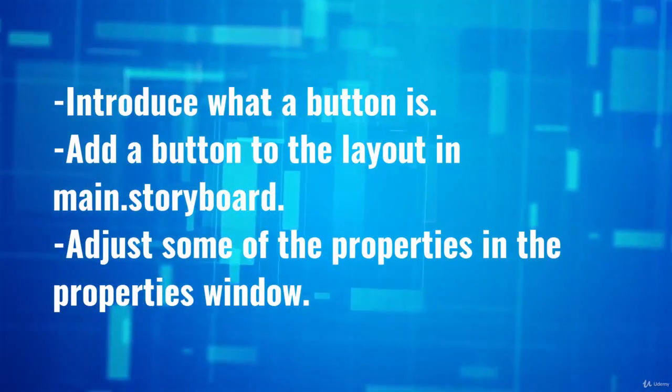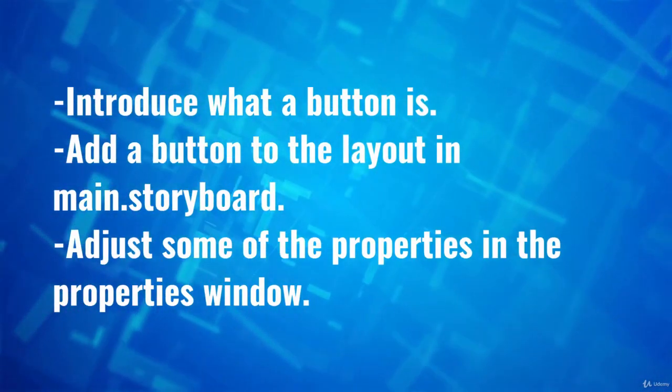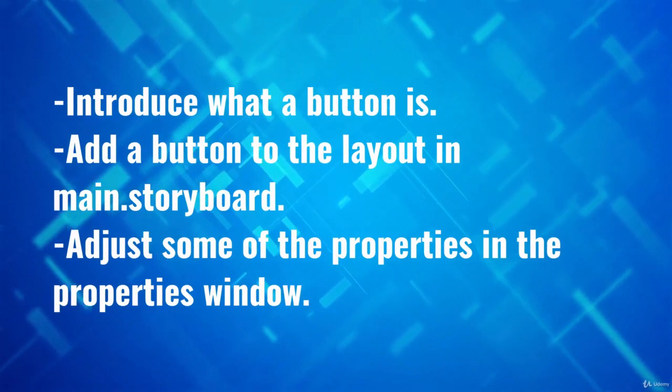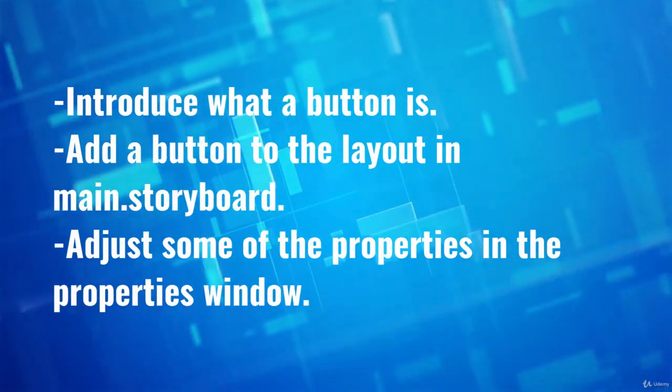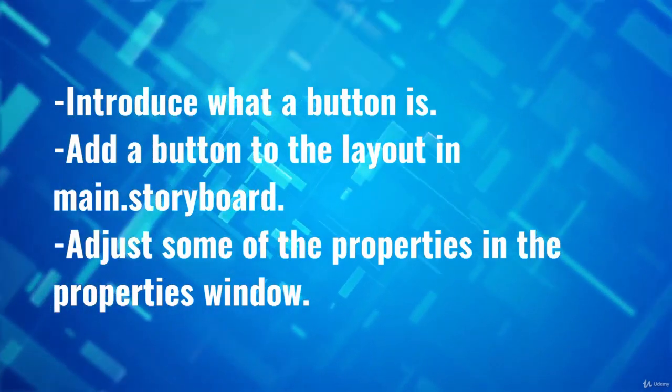We're also going to, once the button is added, adjust some of the properties in the properties window. So there are two ways to do this. We can either do it in the code or in the window itself. I'm first going to show you how to do it in the window, and then in the next part we'll look at how to do it in the code.